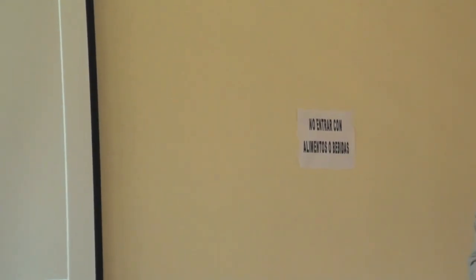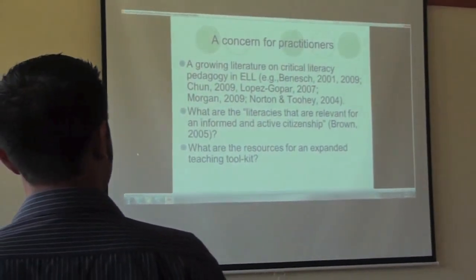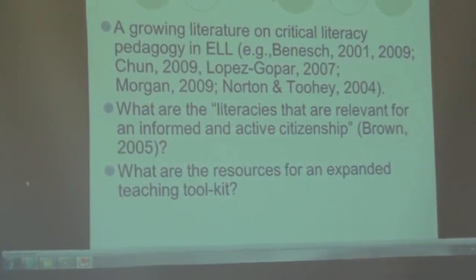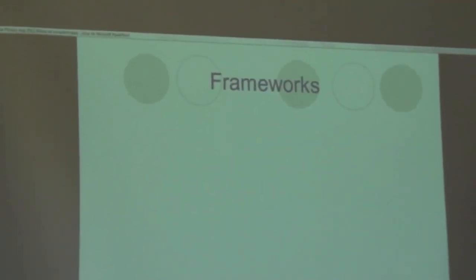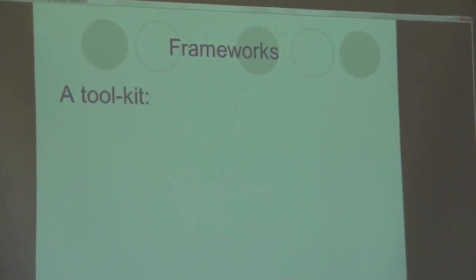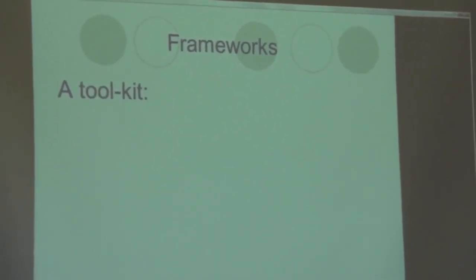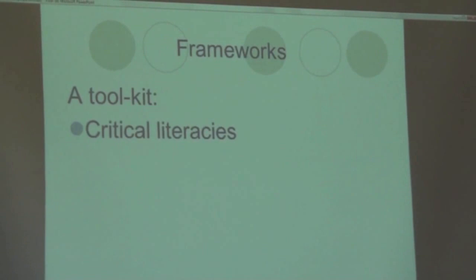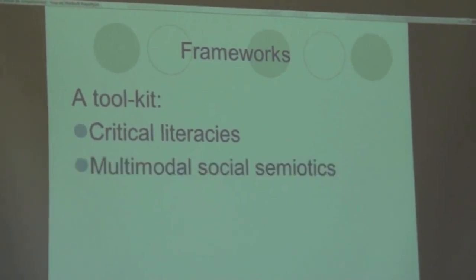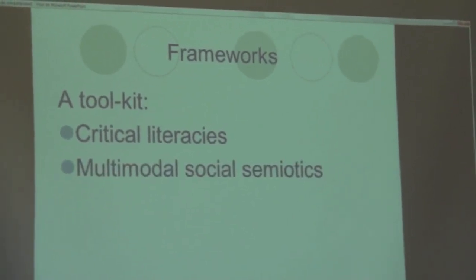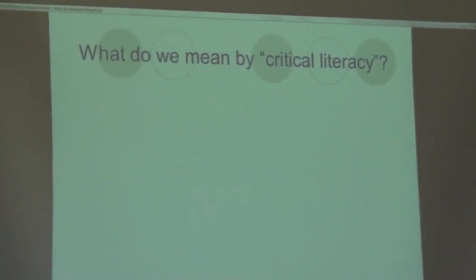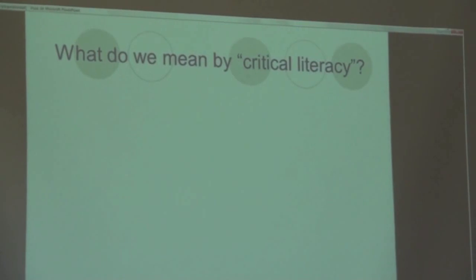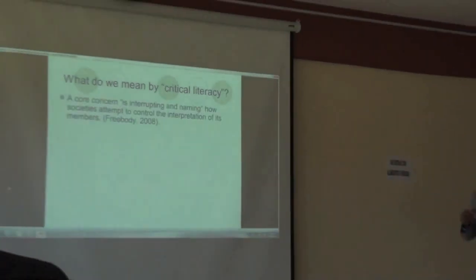And how this might look like in a classroom, the resources for an expanded teaching toolkit for teachers to use with their students would use two frames. So the two frameworks would be, the toolkit would include critical literacies and a multimodal social semiotics, and they're both interconnected, and I will explain what both mean. So first, let's take a look at critical literacy. What do we actually mean by critical literacy?